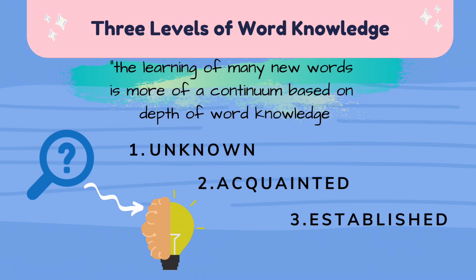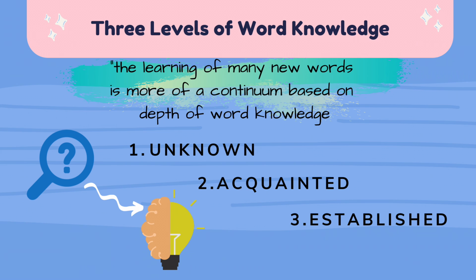So we have discussed the 4 types of vocabulary, the 3 levels of vocabulary learning, but what about how well students know vocabulary words? Well, that can be separated into 3 categories as well: the unknown, the acquainted, and the established. The unknown would be a student is completely unfamiliar with a word. That would be a new word.